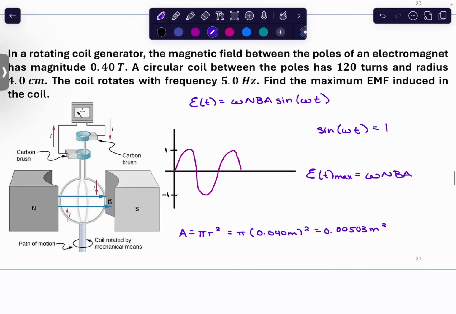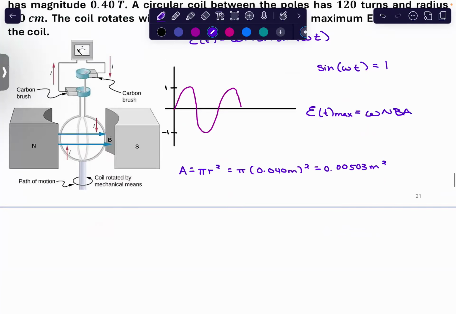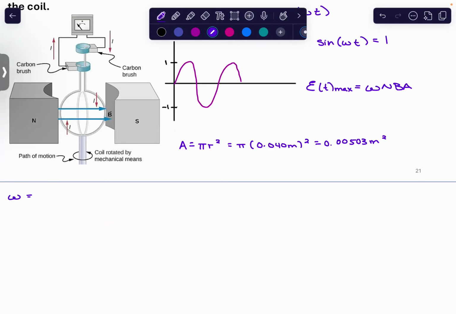We were given a frequency of 5 hertz. Do you remember how we connect frequency to rotational frequency? Yep. So our omega is going to be 2 pi f. So for us, it's 2 pi times 5.0 hertz, which is 31.42 radians per second.